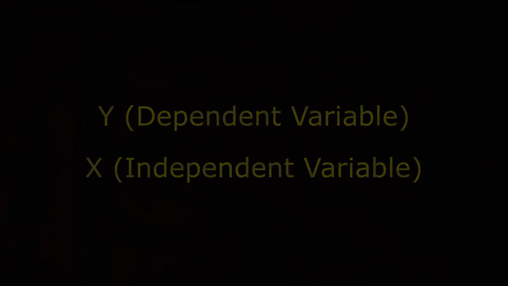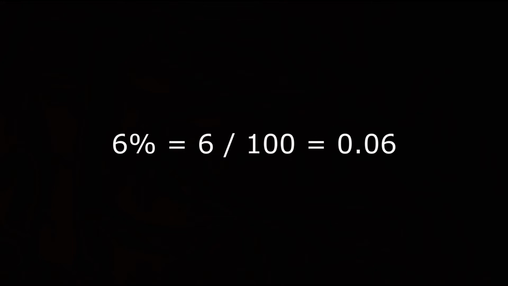Percent is a combination of 2 words, namely, per, or divided by, and cent, which stands for 100, as in centimeter, which is 1/100th of a meter. So, percent means per 100, therefore, 6% is 6 divided by 100, or 0.06. Therefore, our algebraic equation can be expressed as y equals 0.06 times x.